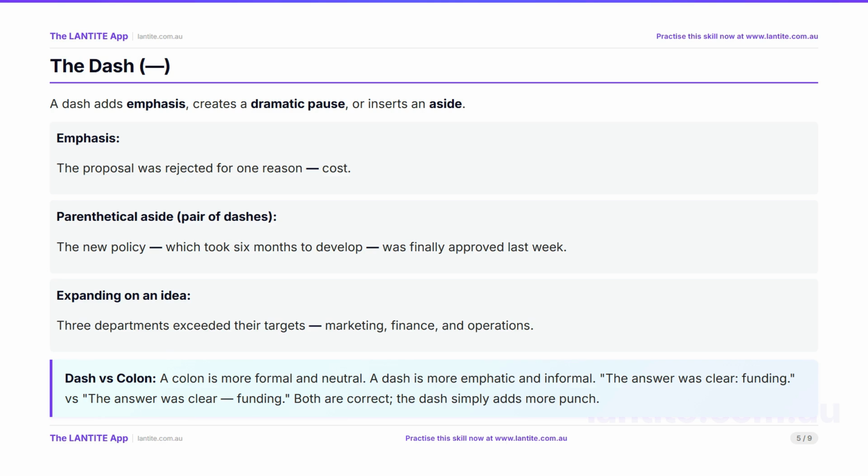You can also use a dash to expand on an idea. 3 departments exceeded their targets — marketing, finance, and operations. Notice the difference between a dash and a colon here. Both could work, but the dash adds more punch, more emphasis. A colon is more formal and neutral. A dash says pay attention to this part. Choose based on the tone you want.